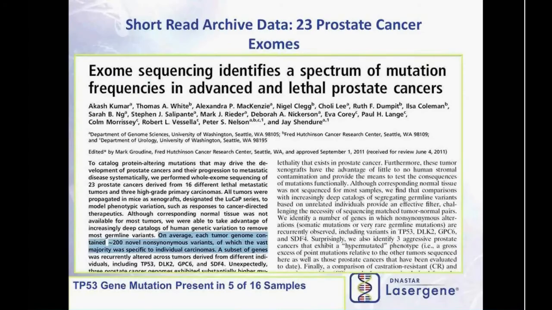Today, though, we're going to be looking at a data set that was downloaded from the Short Read Archive. It's a data set that consists of 23 prostate cancer exomes. So this is just publicly available data, and there's a little bit of information here. There's a set of genes. TP53 is one that is present in 5 out of 16 samples. So it's a nice data set that we can load into the software, find lots of variations, and maybe compare it to a control set.